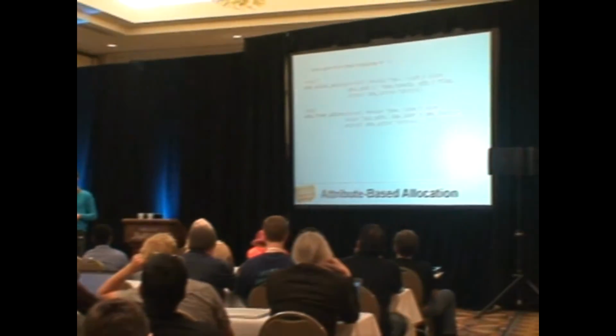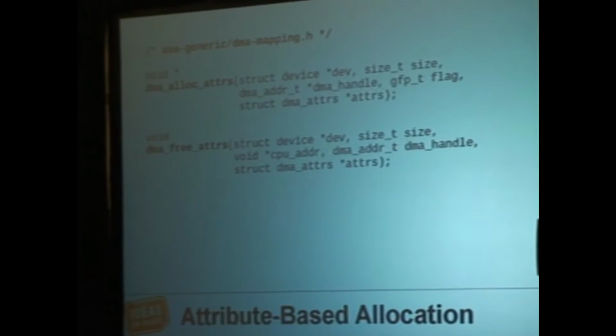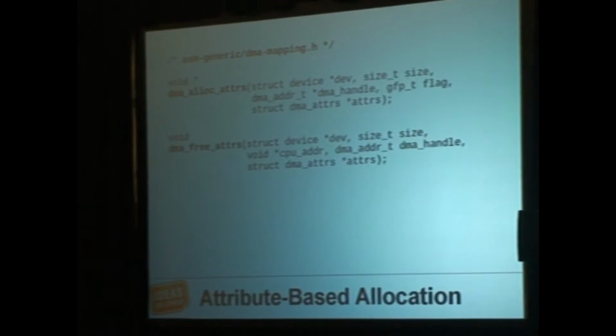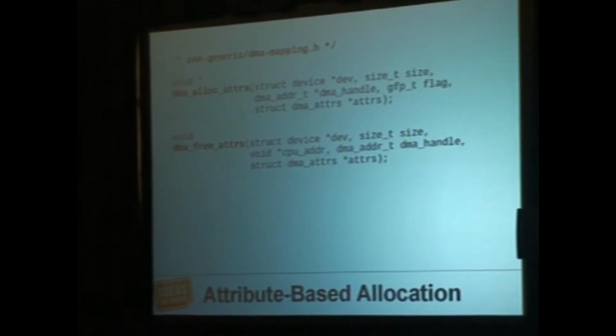There's a different API that's been introduced later that's called the DMA alloc attributes and DMA free attributes. That basically is more or less the same as DMA alloc coherent and DMA free coherent, except that you can pass an optional pointer to attributes that you can use to have a fine-grained control on the allocation process. If you pass null attributes, it will have exactly the same behavior as the previous functions.